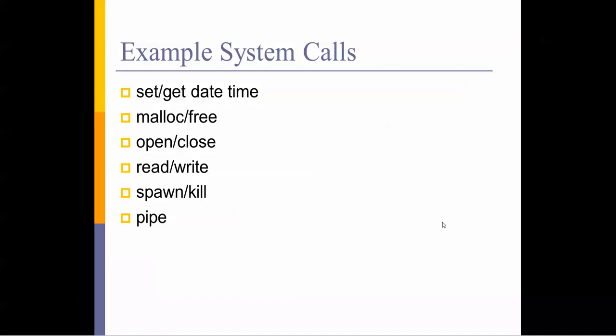Some example system calls supported by this operating system are set/get date time to set system date and time, malloc/free to allocate and deallocate memory, open/close to open or close files or devices, read/write to read and write files or devices, spawn/kill to create or terminate processes, and pipe to perform inter-process communication.